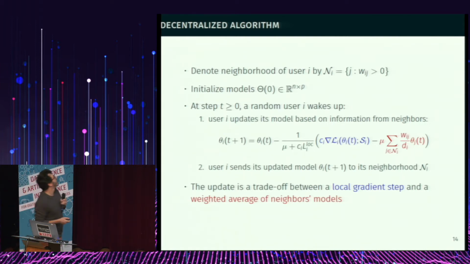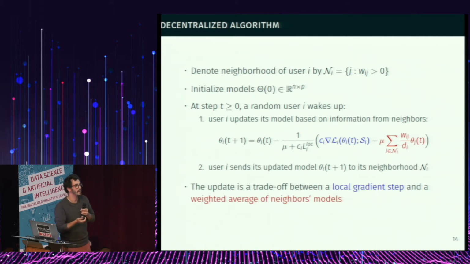I think the main idea is very simple to understand. Let's denote the neighborhood of user i by N_i. Those are all the users j with which the user has non-zero weight. Let's start by initializing the models of everybody to whatever. And then at each step t, we are running the algorithm asynchronously, so there is a random user that wakes up. Let's say it's user i. And this user will do an update of its model by doing a trade-off between two things.